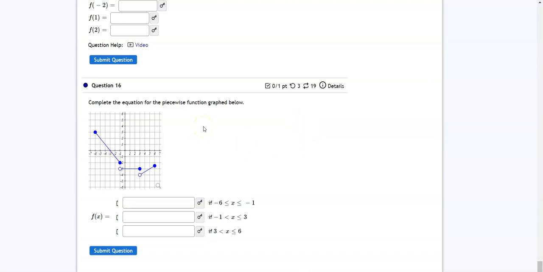So let's do number 16, and it should be number 16 on everybody's questions, I believe. I don't think I've got them scrambling, so everybody should be on question 16.